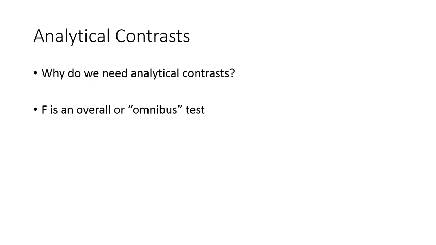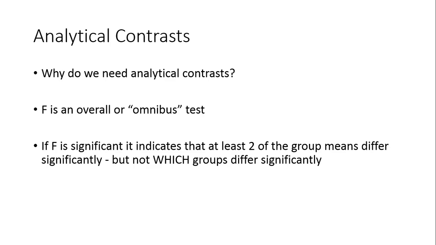So when you run your one-way ANOVA in SPSS, we get an overall omnibus F, which gives you the result, which tells you that at least one pair of groups differs significantly. It doesn't tell you that all of the pairs of the 3 groups differ significantly. It just tells you that one pair differs significantly, and you don't know which one actually differs significantly. Okay? So this is why we do analytical contrasts.